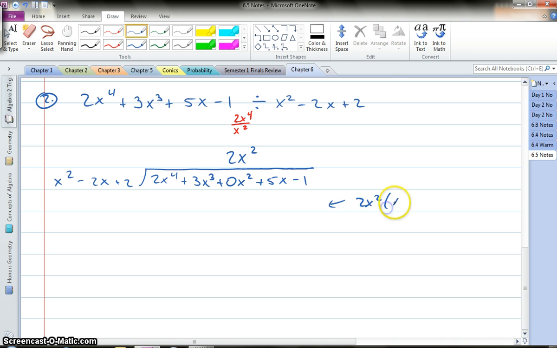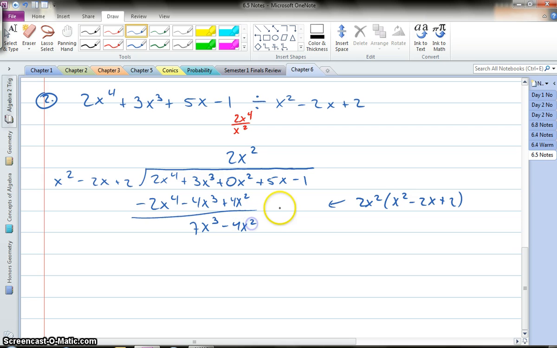So 2x squared times x squared minus 2x plus 2. So 2x squared times x squared gives me 2x to the fourth minus 4x to the third plus 4x squared. So we have to have that placeholder so that we can complete that arithmetic. So here I'm left with my first term's gone. 3x to the third minus negative 4x to the third gives me positive 7x to the third. 0x squared minus 4x squared is negative 4x squared. Now bring your next term down.